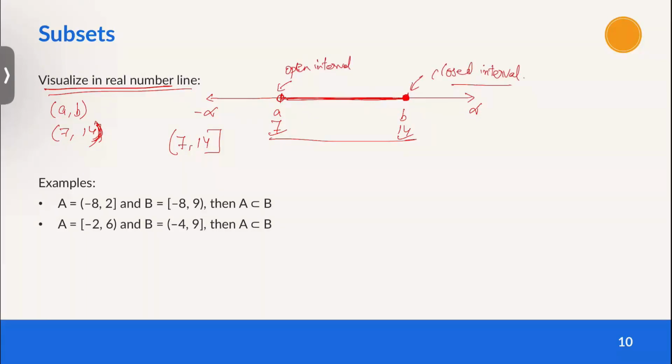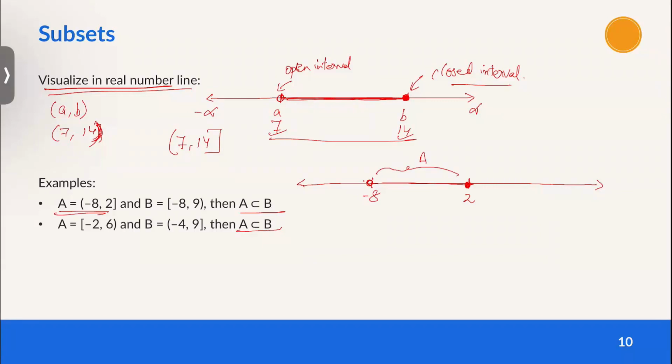So some examples are here. These examples are of subsets. What is A? A is a set from minus 8 to 2, minus 8 not included and 2 included. If we draw a number line, it will be helpful for us to understand. So minus 8 is here and 2 is here. So this is A: open interval at minus 8 till 2, and 2 is included, so closed interval at 2. This is the set A, right?